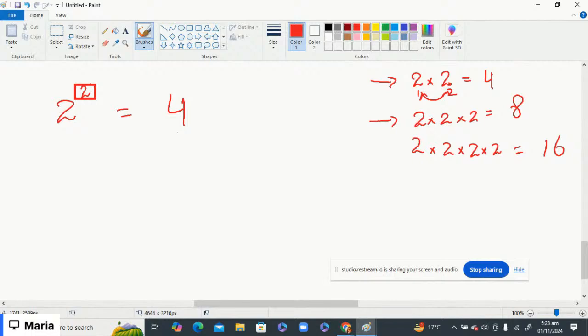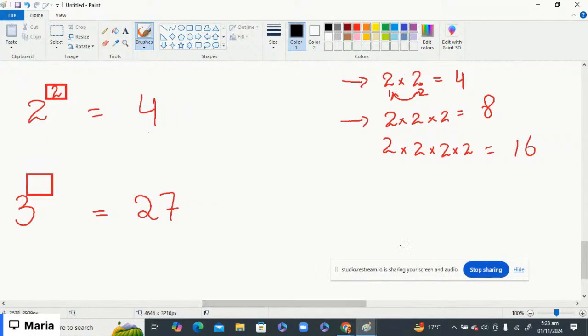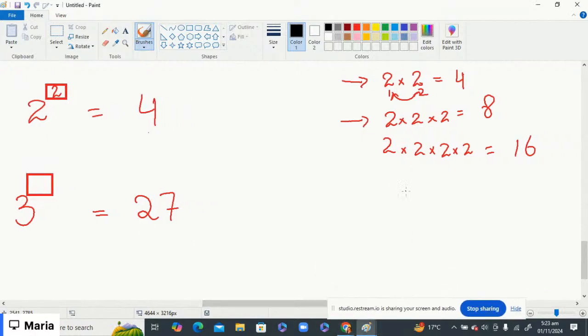So now let's do the next question. For example, if I'm going to put it here 3, and then here is the missing exponent, and then here the answer is 27. So how can we check? First of all, we're gonna start with multiplying 2 threes, then multiply 3 threes, then multiply 4 threes.